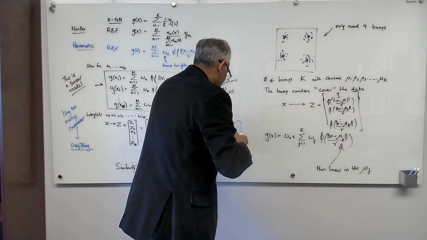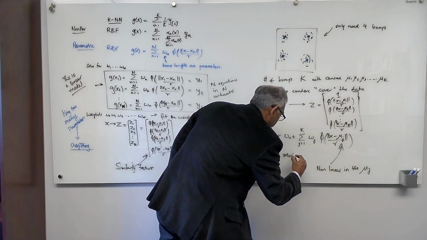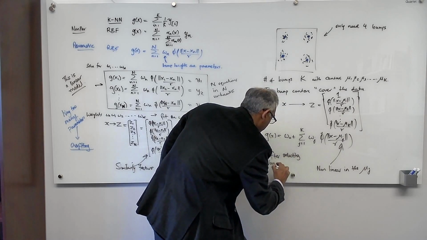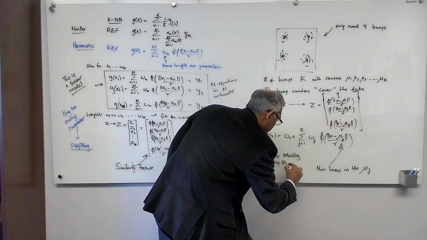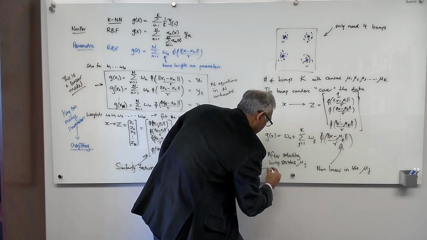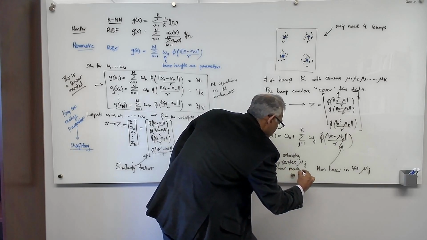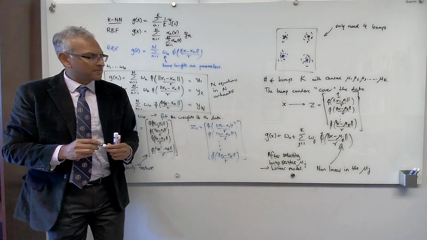After selecting the bump centers mu j, it's a linear model. You have a linear model.